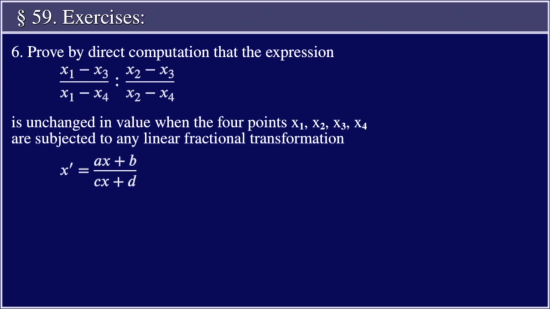6. Prove by direct computation that the expression, the quantity (x1 minus x3) divided by (x1 minus x4), divided by the quantity (x2 minus x3) divided by (x2 minus x4), is unchanged in value when the 4 points x1, x2, x3, x4 are subjected to any linear fractional transformation x prime equal to (ax plus b) divided by (cx plus d).